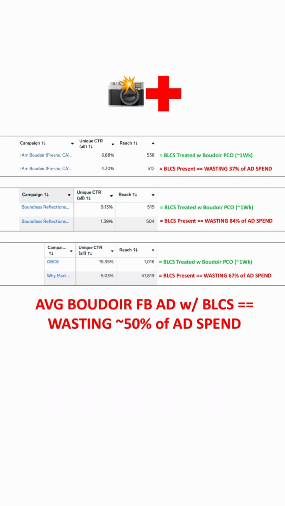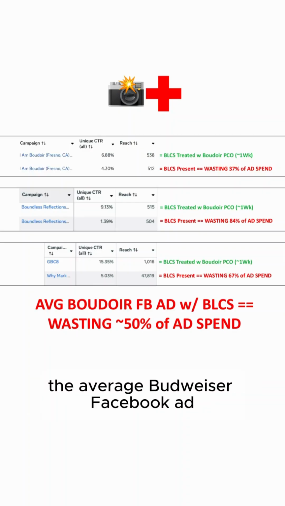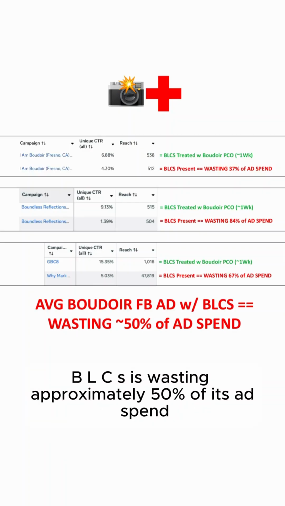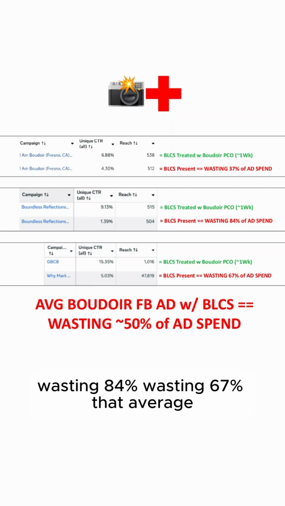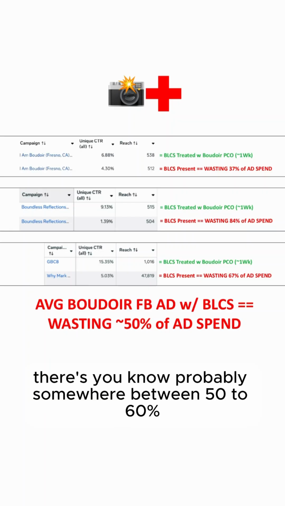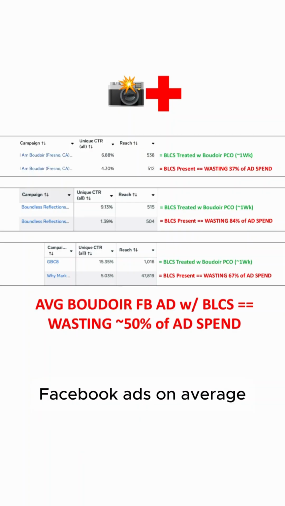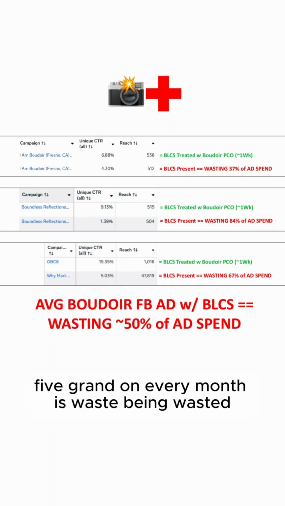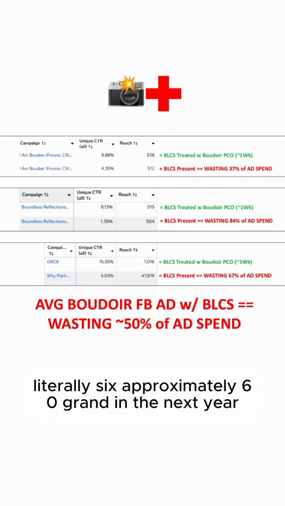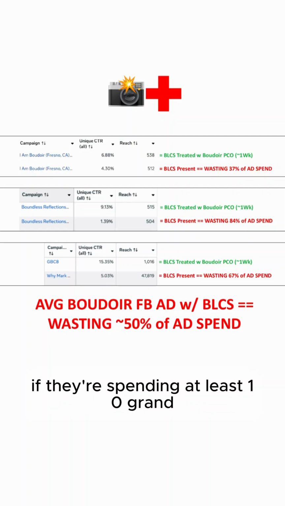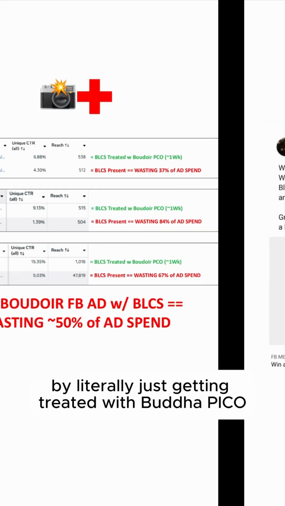Pico treated one. So the average, we can see here the average Boudoir Facebook ad with BLCS is wasting approximately 50% of its ad spend. The numbers here: wasting 37%, wasting 84%, wasting 67%. That average is probably somewhere between 50 to 60%. So if they're spending 10 grand a month on Boudoir Facebook ads, on average, 5 grand every month is being wasted, thrown down the drain. And we can eliminate that and save them approximately 60 grand in the next year if they're spending at least 10 grand a month in Boudoir Facebook ads.